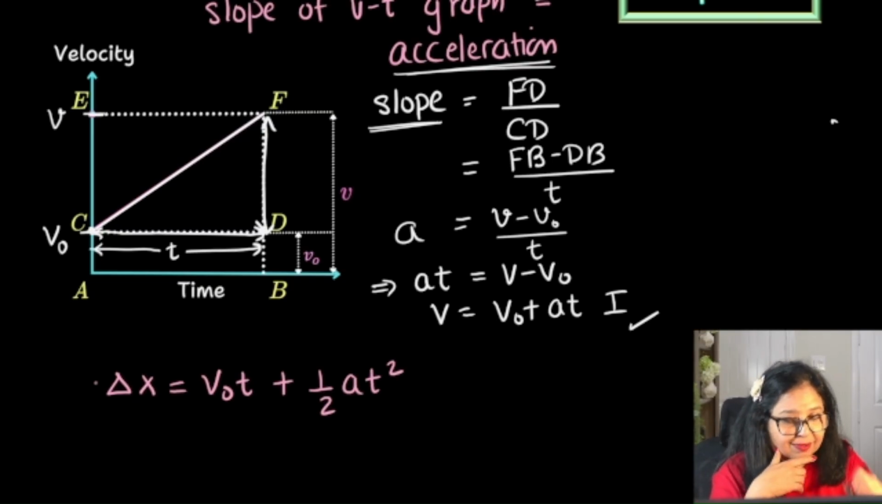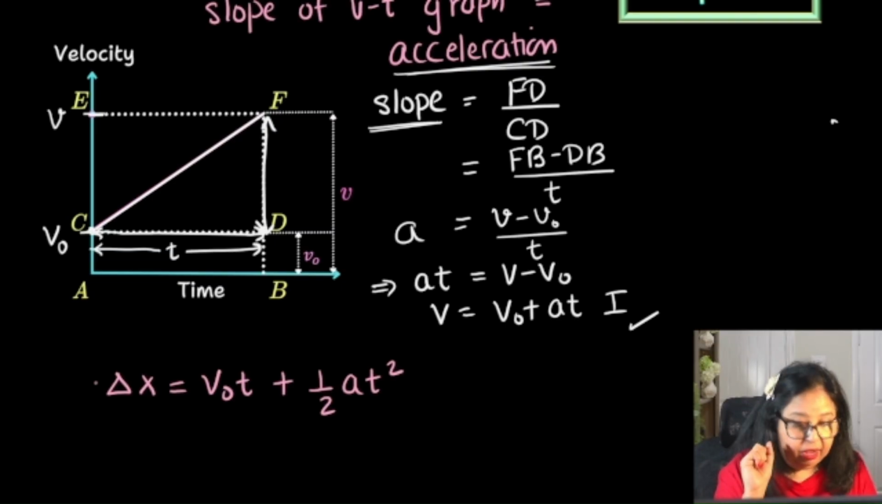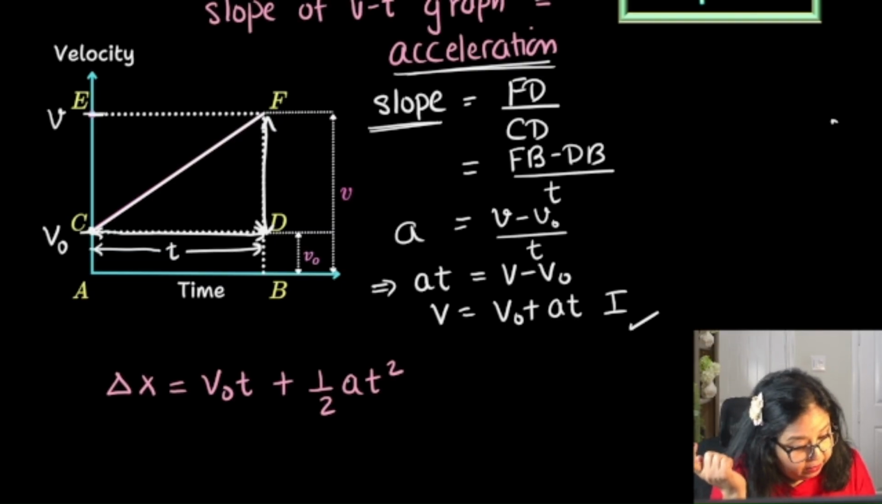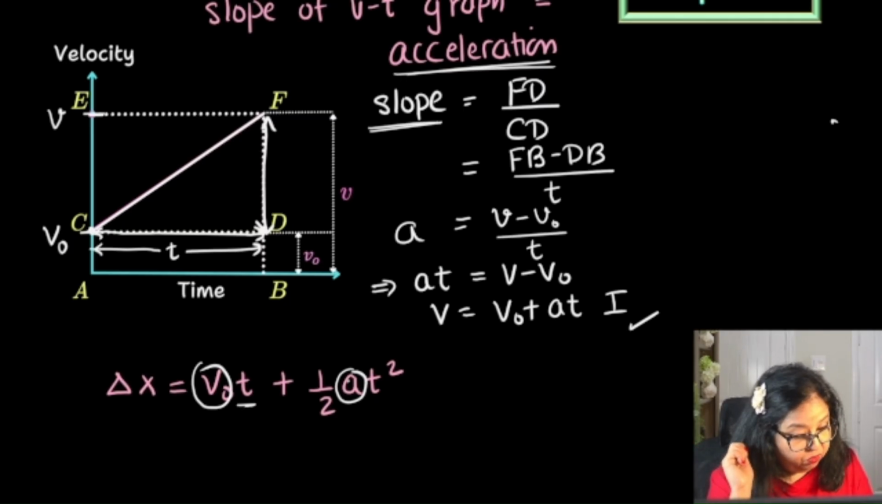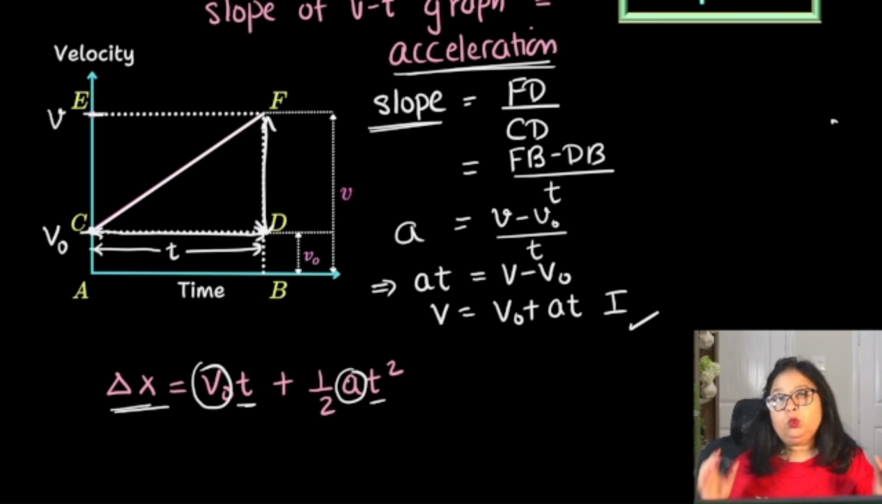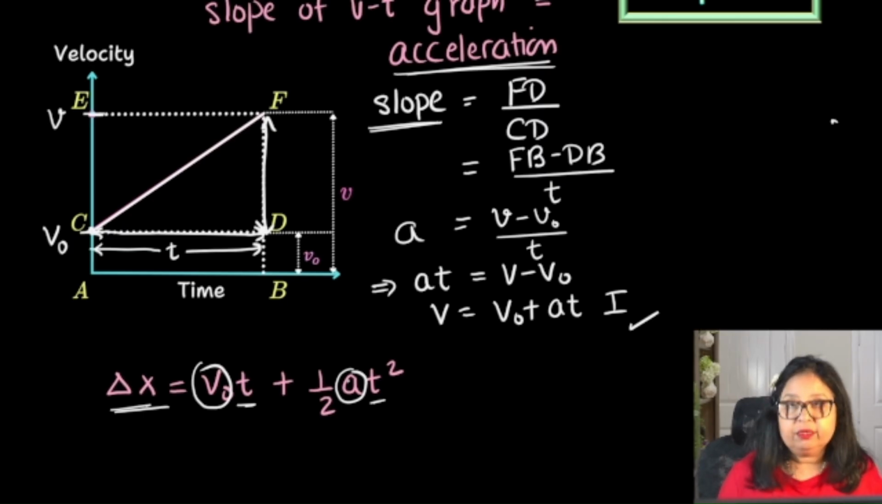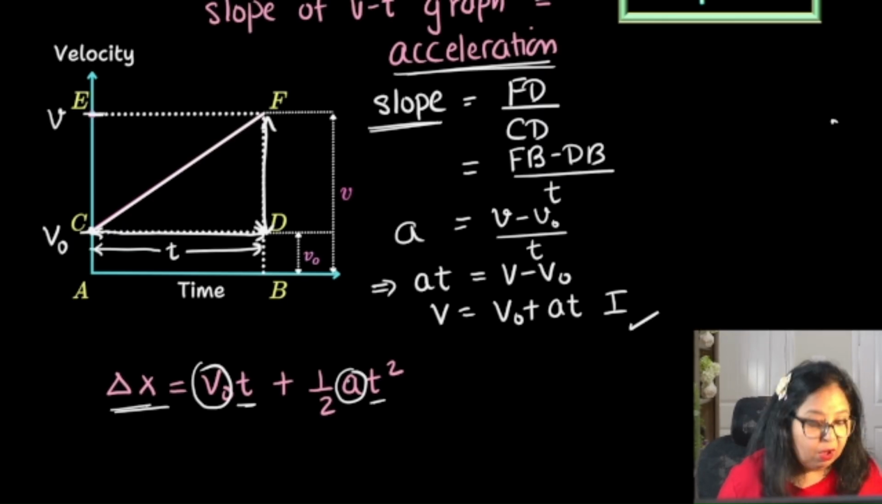Now let's look at the same graph again. In this graph, we know that the slope gives us acceleration. We also have the initial velocity V naught. The time t is also here. The only thing that's not here in this graph is delta x. But could we somehow get delta x from this graph? Sure can. How? We have a velocity time graph. What is the area under the velocity time graph? The area under the velocity time graph gives you displacement, change in position. And that is exactly what we're going to do.